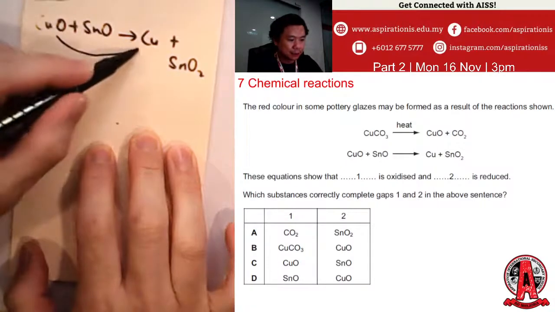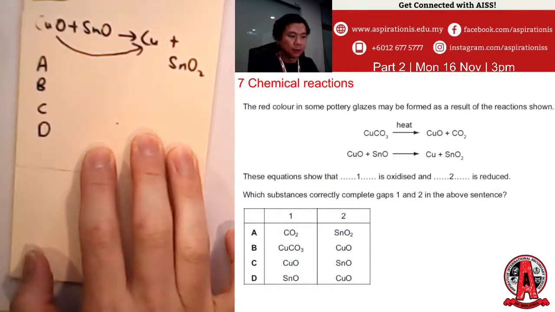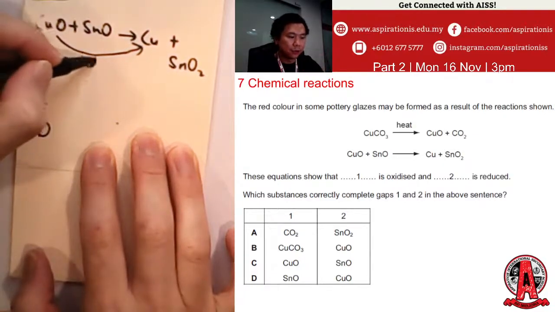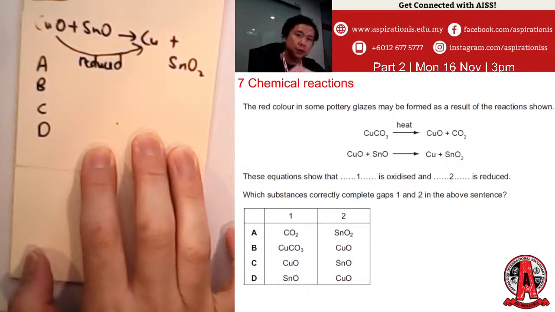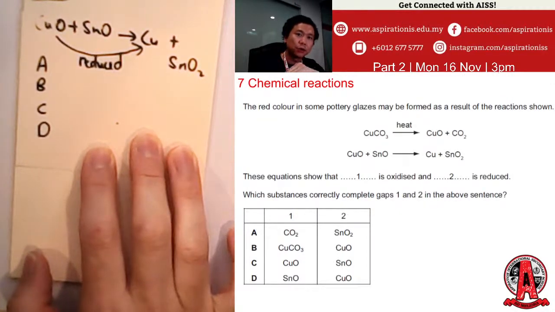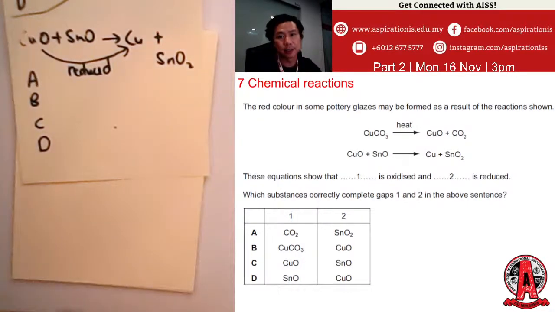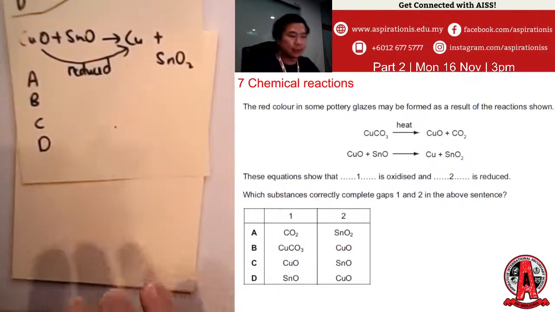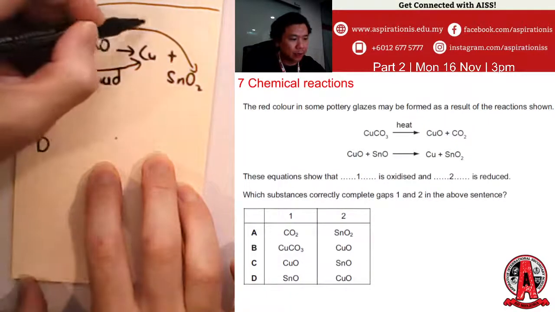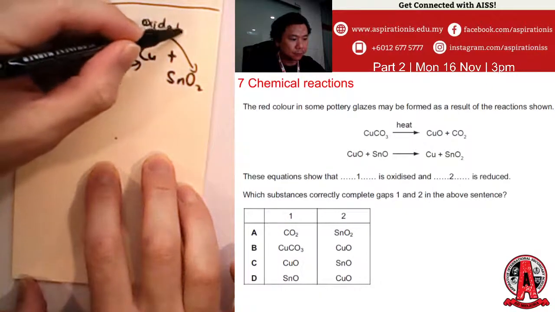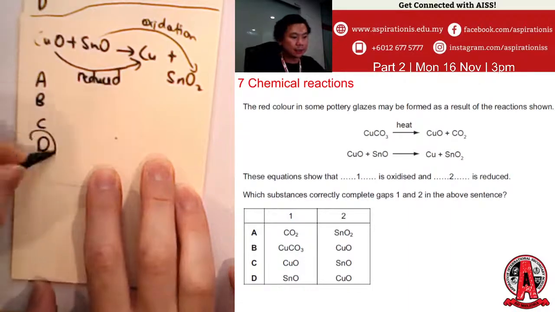Look at this. The copper is definitely reduced, right? Because it lost oxygen. Remember, when you lose oxygen, you are reduced. When you gain oxygen, you have gone through oxidation. So who is oxidized? Definitely it looks like the tin, because it gains oxygen. So who went through oxidation? The answer is D.